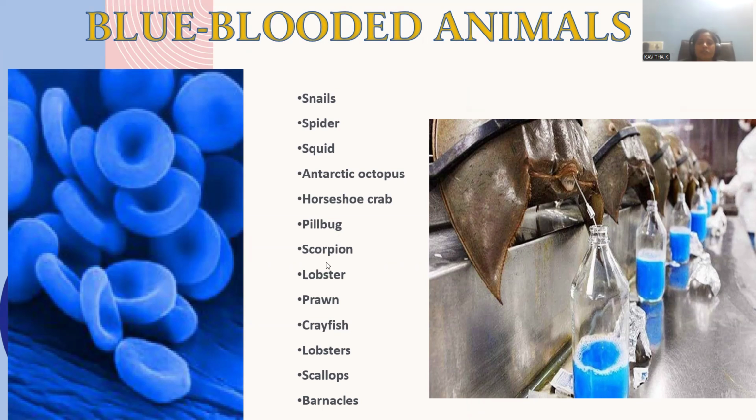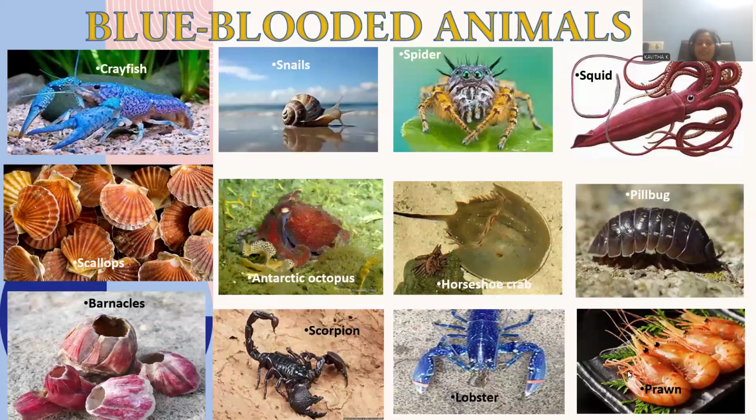Pillbug will be there, and scorpion, lobster, prawns. Prawns are also in this hemocyanin category, and crayfish will be there, lobsters, scallops, and barnacles. When you extract the blood from these animals, you can clearly observe the blood is blue in color because of the transition metal copper. Copper is inducing this blue coloration, sky blue coloration.